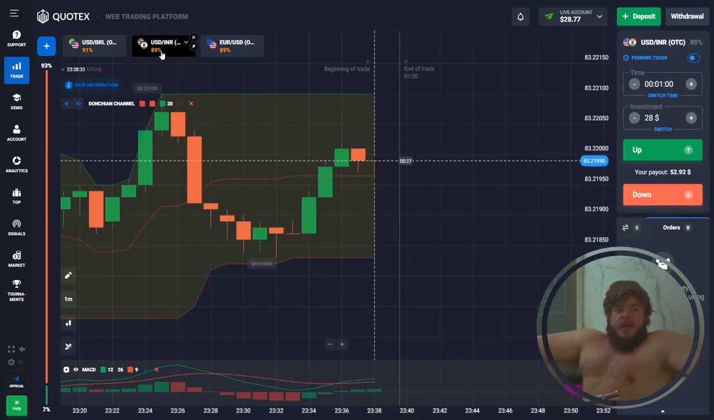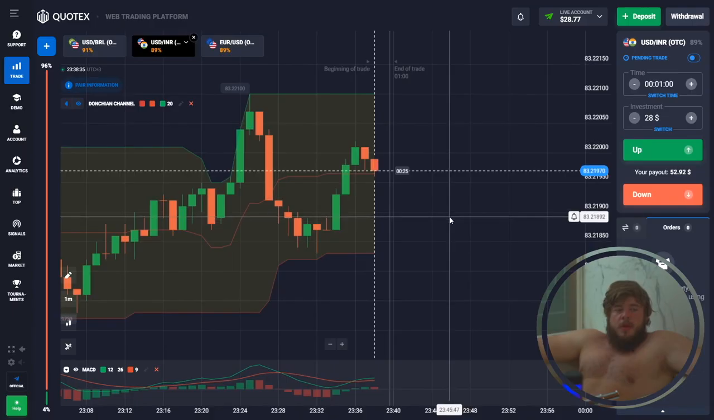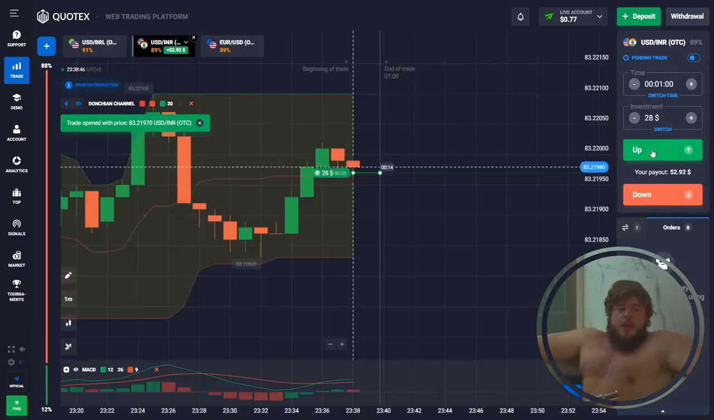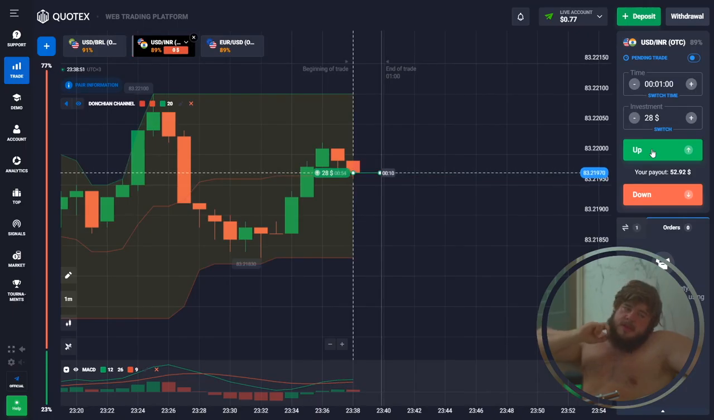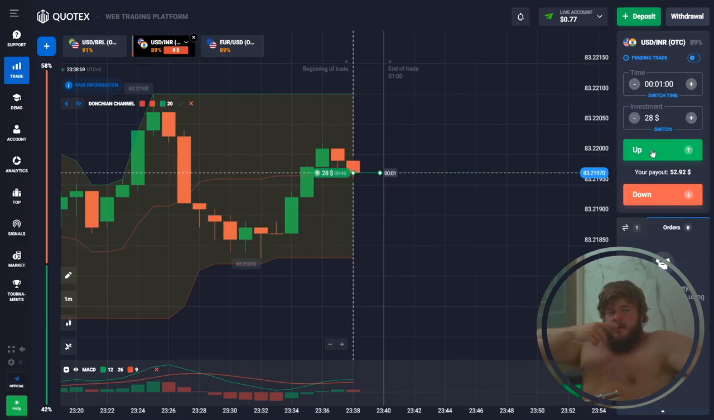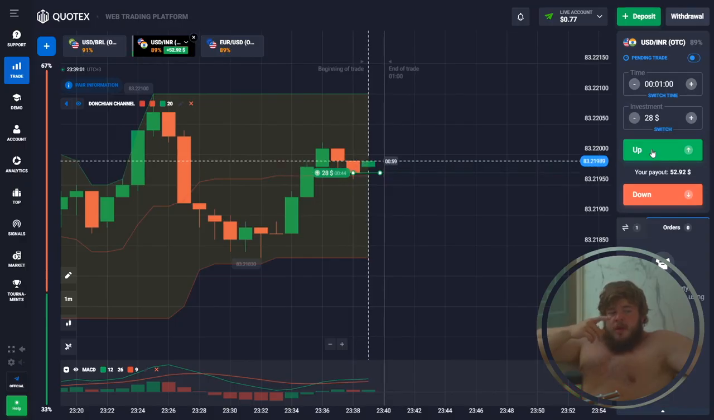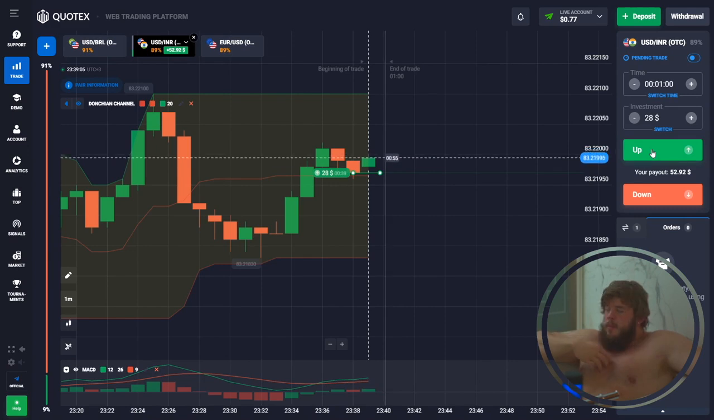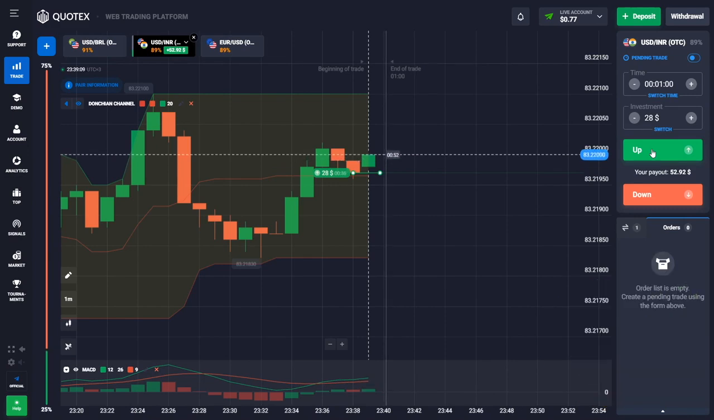Let's open USD INR currency pair. What can we see here? Okay, as you can see, price is going to rise according to the MACD indicator. You can clearly see that green line is going to cross the red one and go up. That's why we have opened buy position here.